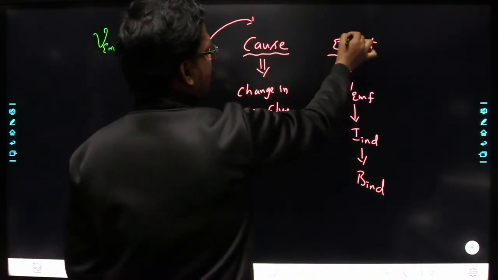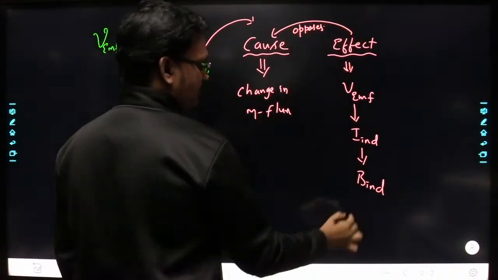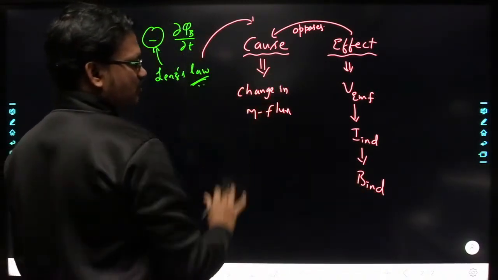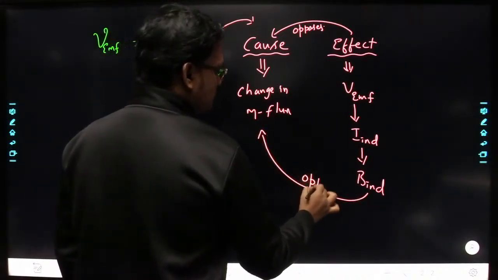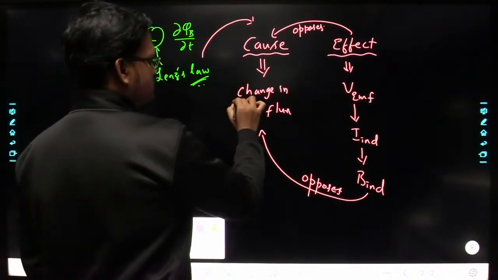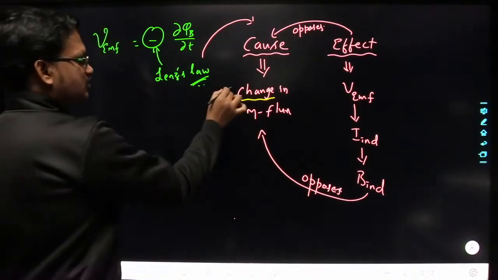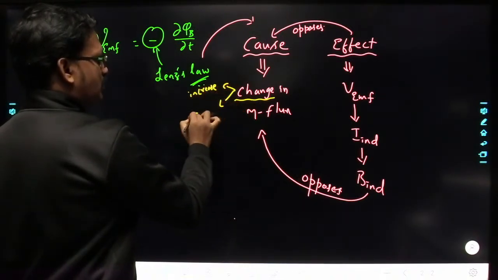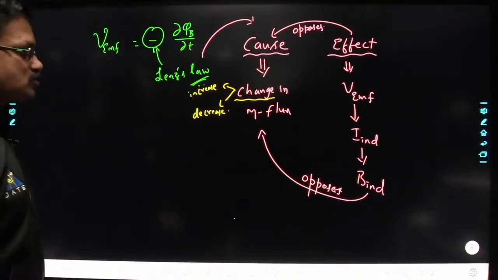So from Lenz's law we can say that always you are going to have cause and effect, and always this effect opposes the cause. So here the effect is the induced magnetic field and the cause is the change in magnetic flux. So this induced magnetic field will always oppose the change in magnetic flux. This change can be an increase in magnetic flux, or it can be a decrease in magnetic flux.